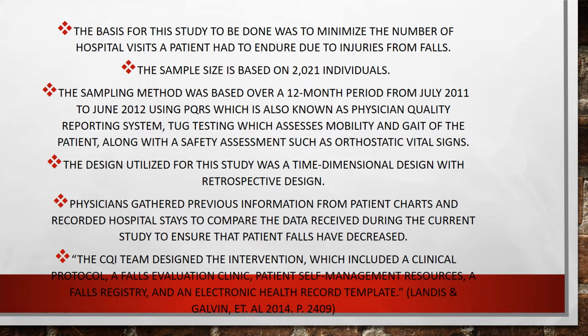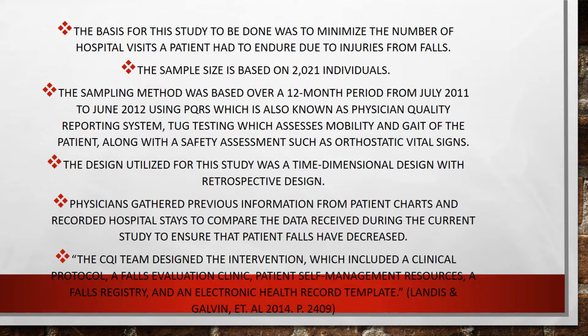The basis for this study was to minimize the number of hospital visits a patient had to endure due to injuries from falls. The sample size is 2,021 individuals. The sampling was done over a 12-month period from July 2011 to June 2012, using PQRS, also known as the Physician Quality Reporting System, and TUG testing, which assesses mobility and gait of the patient, along with a safety assessment such as orthostatic vital signs.